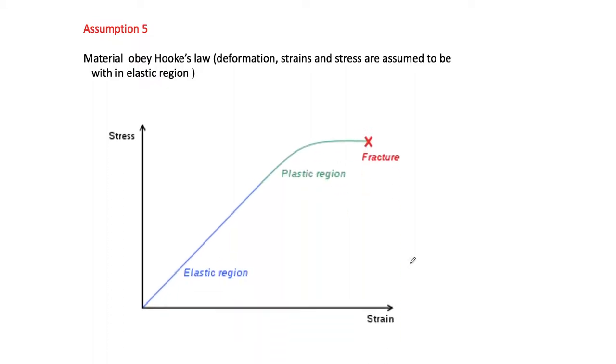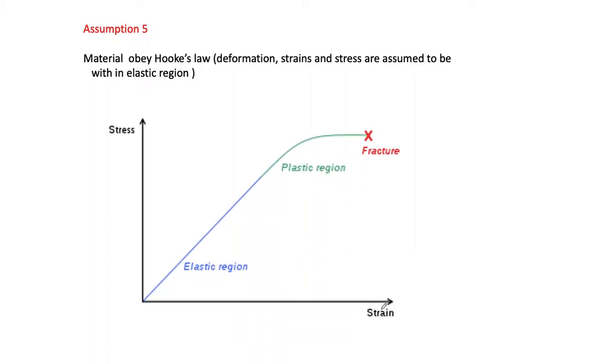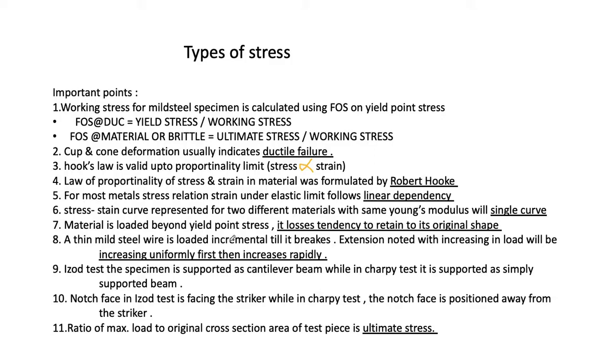Assumption 6, materials obey Hooke's law, which is nothing but deformation, strains and stress are assumed to be within the elastic region. This is the stress versus strain diagram for mild steel. This is the elastic region, this is the plastic region, and this is the fracture region. In that elastic region, we consider Hooke's law. Types of stresses, we have some important points.